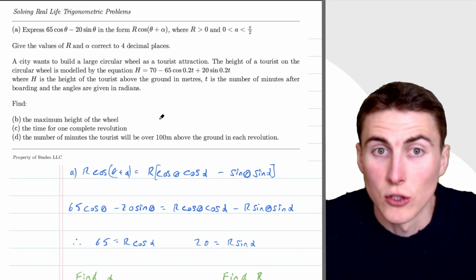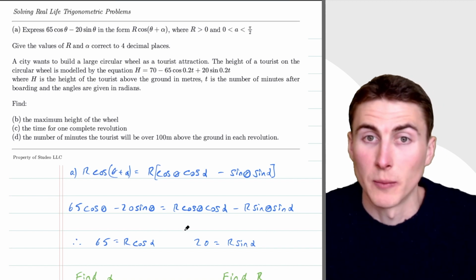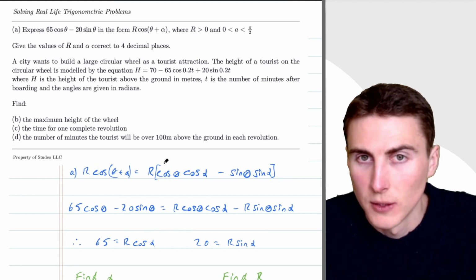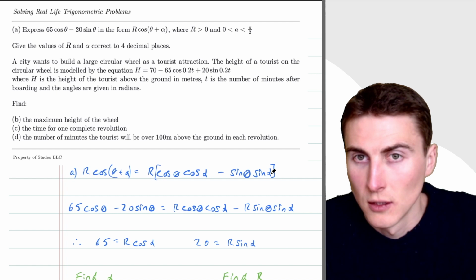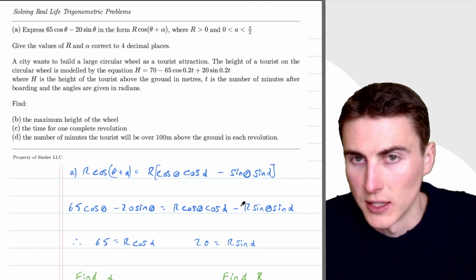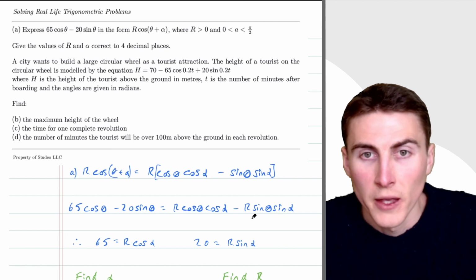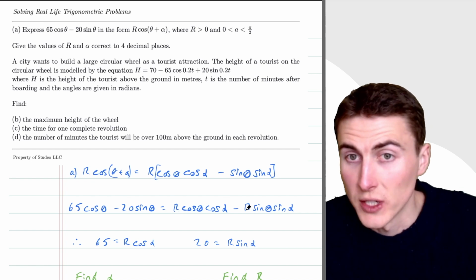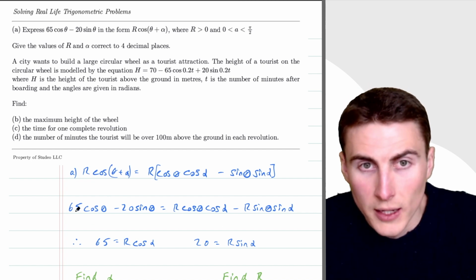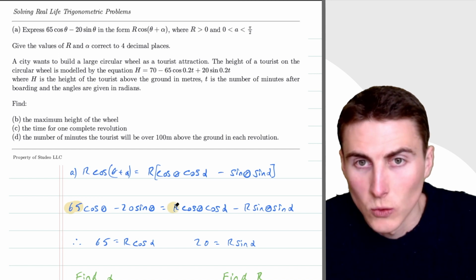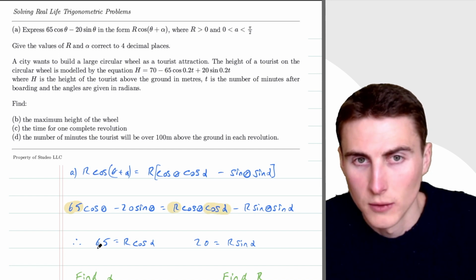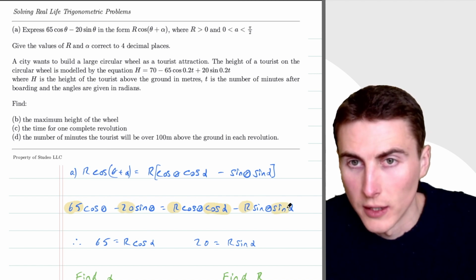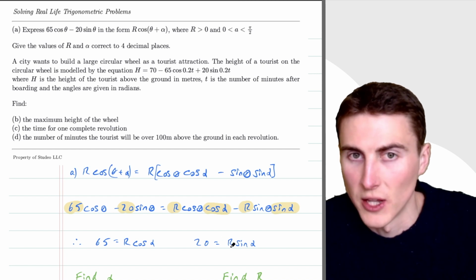What I've done here is write out all the working, and we're going to go through it step by step. Like we've already done, I would expand my r cos theta plus alpha, and then expand the brackets to get this. This is the same thing we've been doing before. I'm going to equate the 65 cos theta minus 20 sine theta to this expanded form. That means this 65 is equivalent to r cos alpha, and this 20 is equivalent to r sine alpha. So 20 equals r sine alpha, and I've written that down.